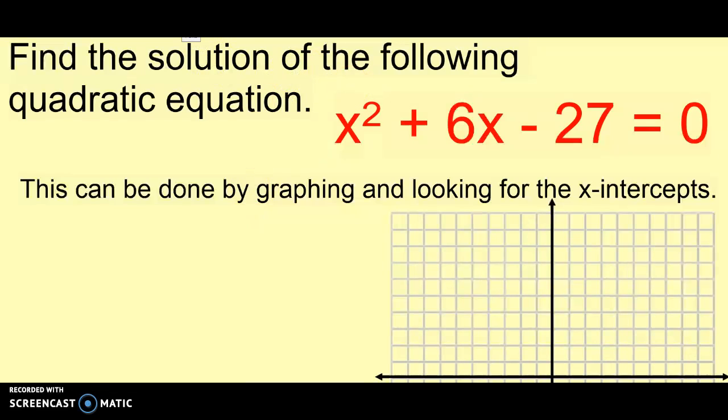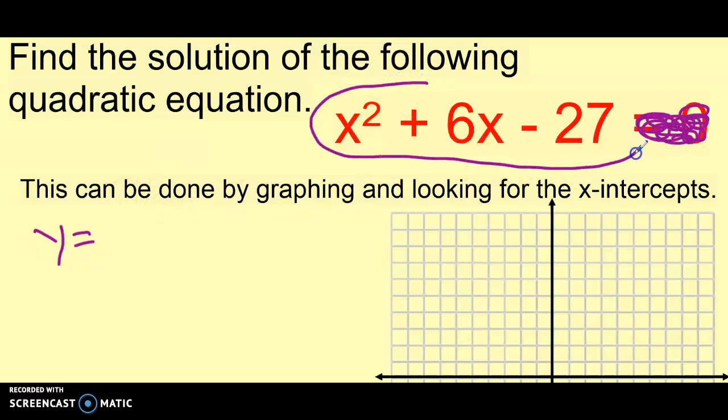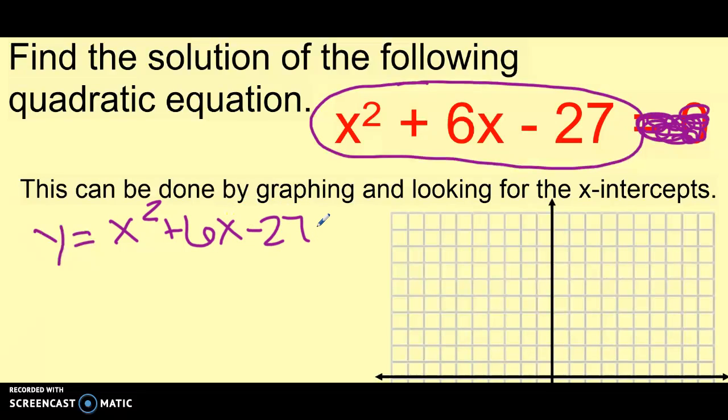So what we do is we put this in y equals. So y equals is going to replace the 0 and the equal, and then you're just going to basically plug all of this in to y equals. So y equals x squared plus 6x minus 27. Go ahead and grab your calculator and let's look to see how that's done. I'm going to get my calculator and do the same thing.